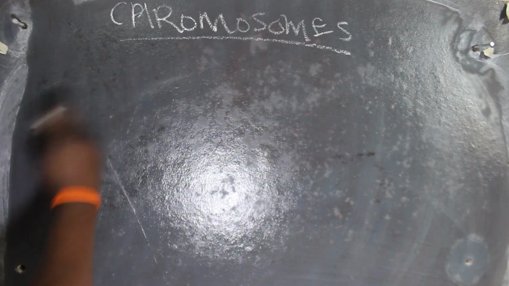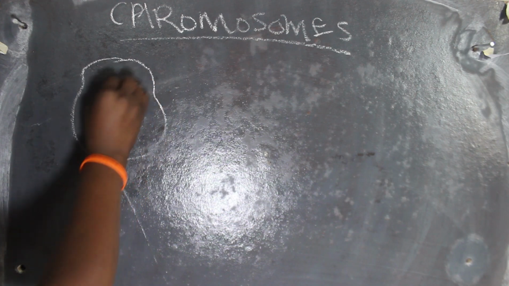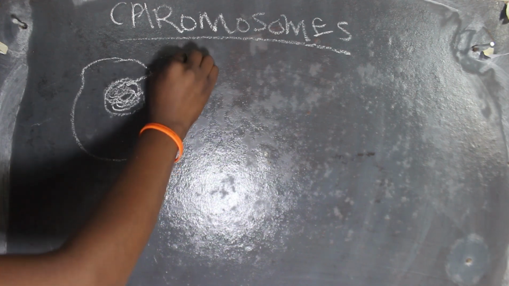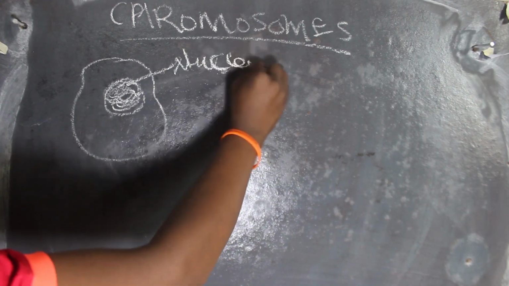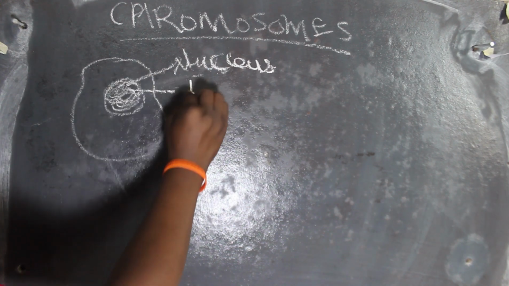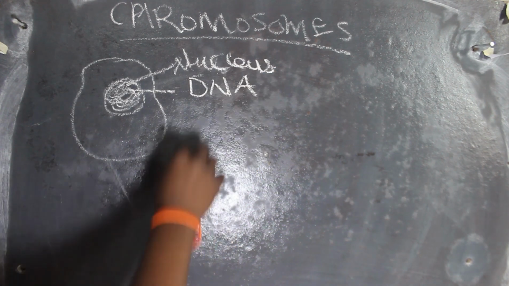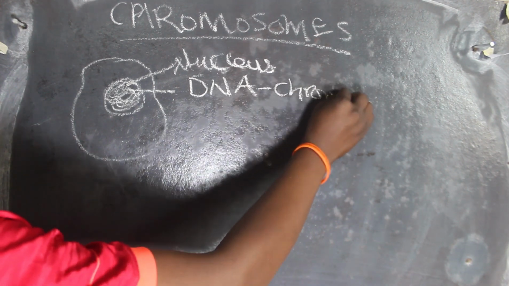So if you look at a cell, I'm going to just draw a basic structure of a cell. So this cell has a nucleus. So this is the nucleus. So inside this nucleus there's a DNA. Now that DNA, it is on a chromosome.